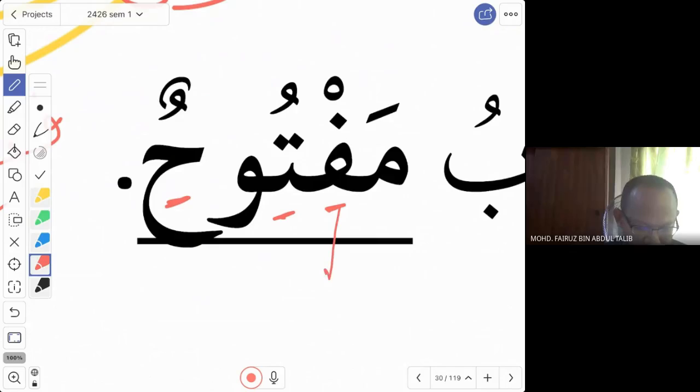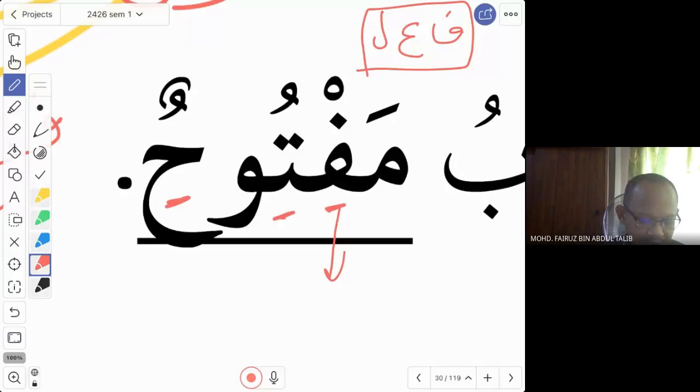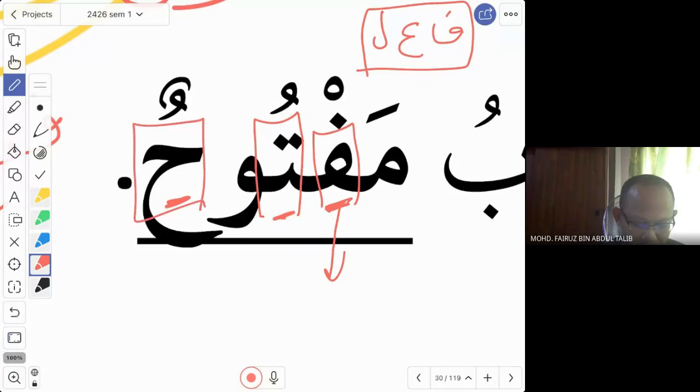So what you do next is you match this to the wazan. In the wazan, we always use fa, ain, and also lam. These are the key letters. Don't forget. It is always fa, ain, lam. So fa, you have identified. This is the root word, the original letter. Fa, and also the ta, and also the ha. So you match it to the wazan.